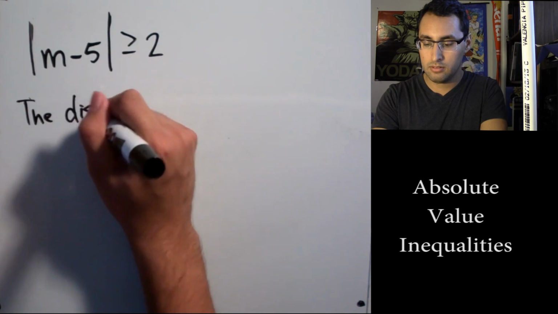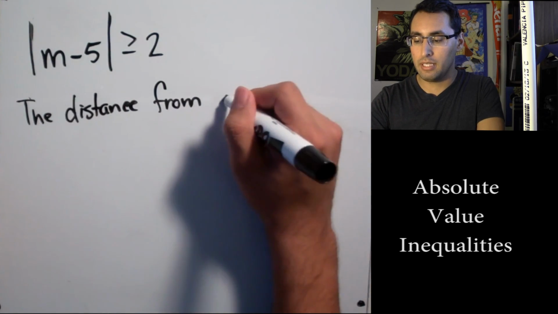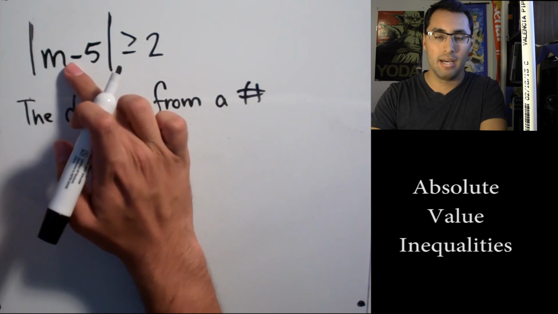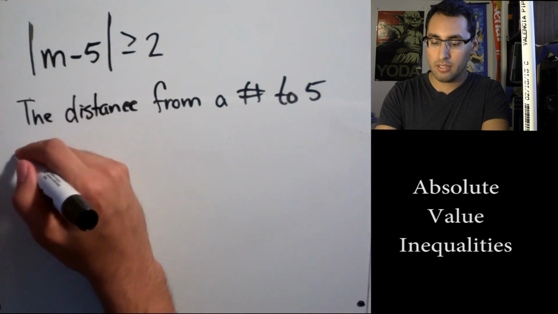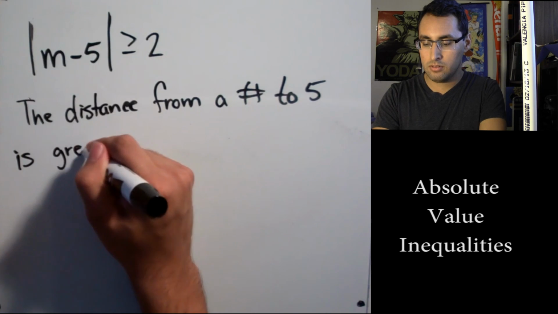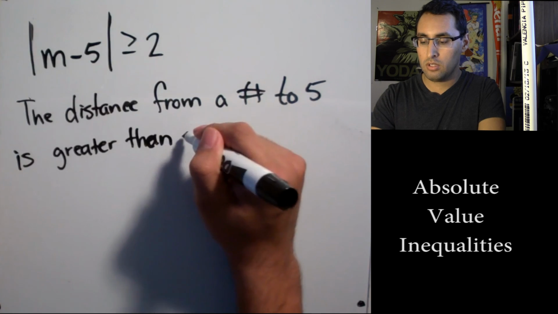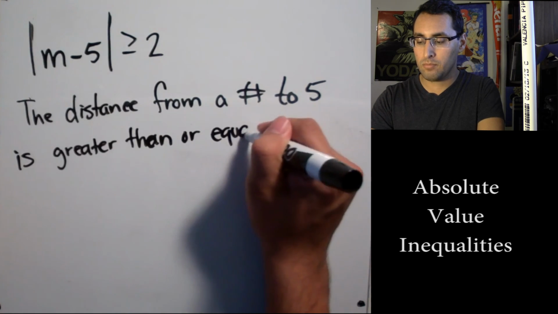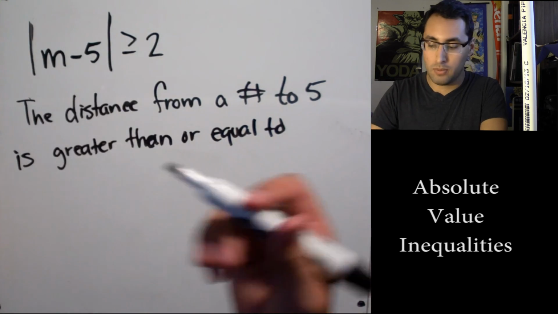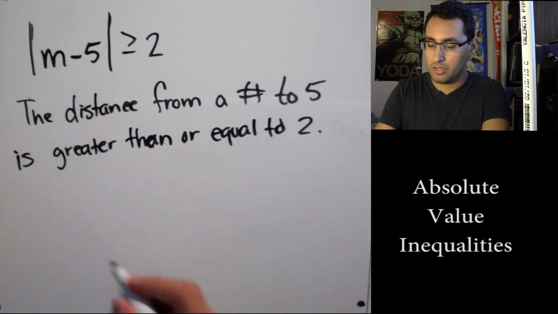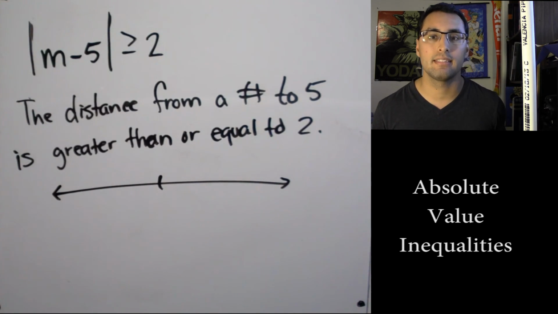The distance from a number to 5 is greater than or equal to 2. I don't put m, I put a number. Okay, this line over here, that's the equal to part. Equal to 2.